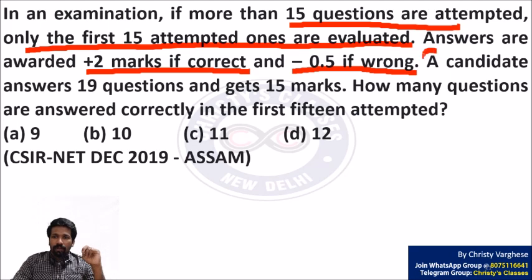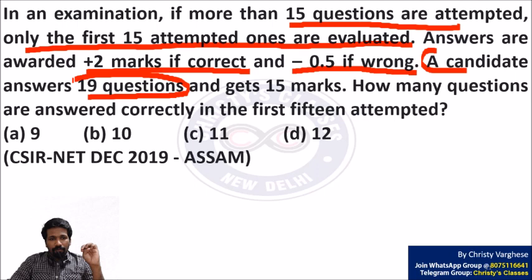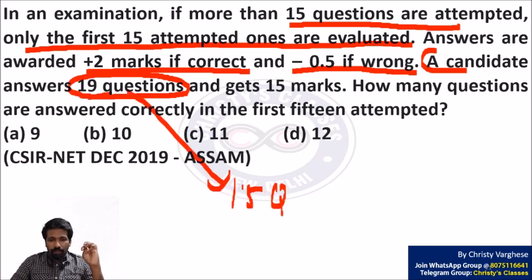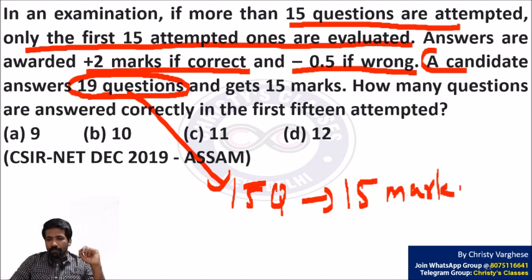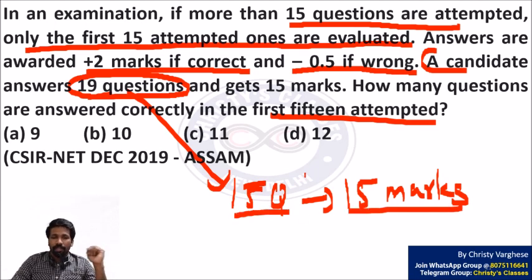Now in this question paper, a candidate is answering 19 questions. When you see 19 questions, without doubt you should write it as 15 questions, because only 15 questions will be evaluated. The remaining 4 you are not concerned about at all. From 15 questions, he or she is getting 15 marks. How many questions are answered correctly in the first 15 attempted? Because we need only the first 15 attempted. That is why I am writing 15 questions, 15 marks.